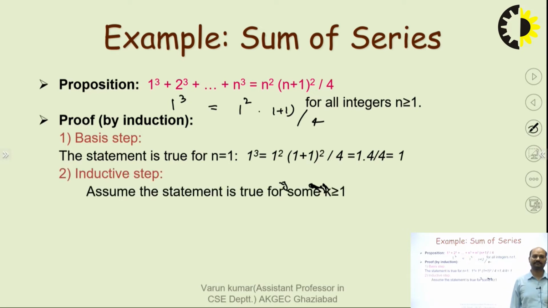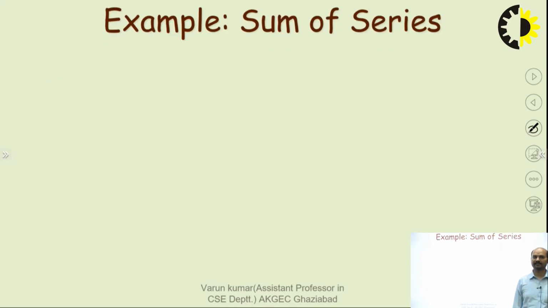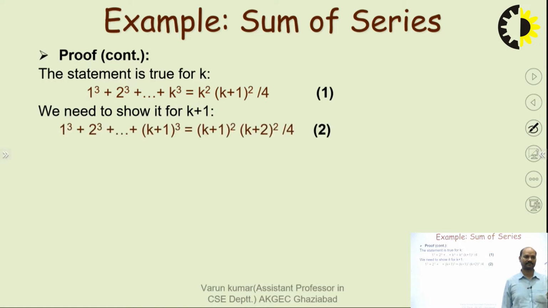Okay, for the inductive step we assume that for some value of k greater than or equal to 1, our function is correct, and we show that it is also true for k plus 1. So we assume that 1 to the power 3 plus 2 to the power 3 up to k to the power 3 is true, that is k square times (k plus 1) whole square divided by 4. And we need to show that for k plus 1, this function is also true. It means 1 to the power 3 plus 2 to the power 3 up to (k plus 1) whole power 3 equals (k plus 1) whole square times (k plus 2) whole square divided by 4.